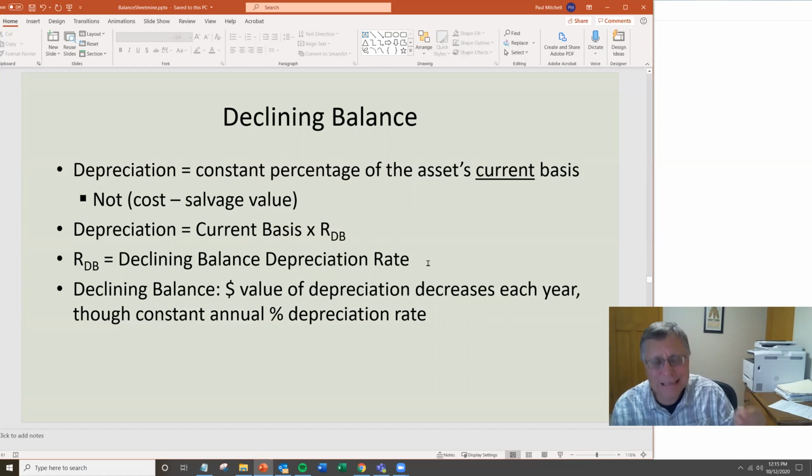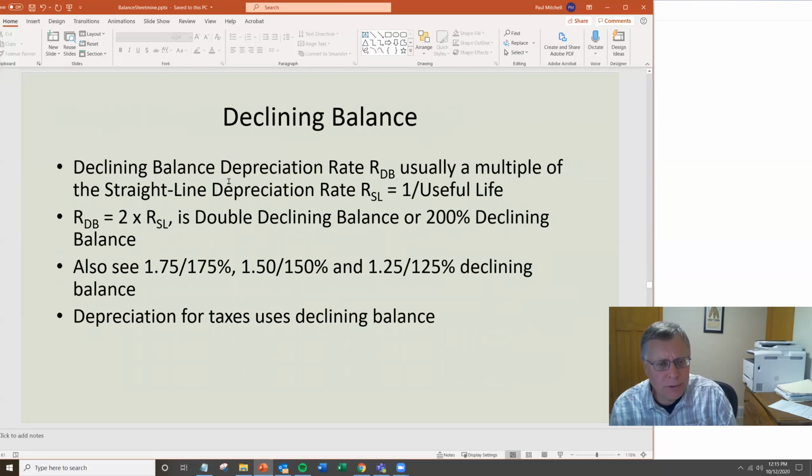You're taking the same percent of a smaller and smaller number each year. And so it's a constant percentage rate, but the declining basis each year reduces the dollar amount of the actual depreciation. And usually what we do is the declining balance is done as a multiplier of the straight line depreciation rate. So R sub SL, 1 over the useful life, is the straight line rate. What the declining balance uses, usually there's double declining balance, 175%, 150%, 125% of straight line.